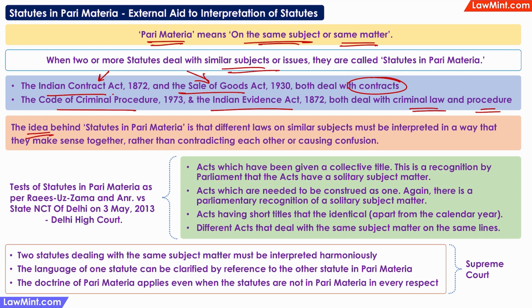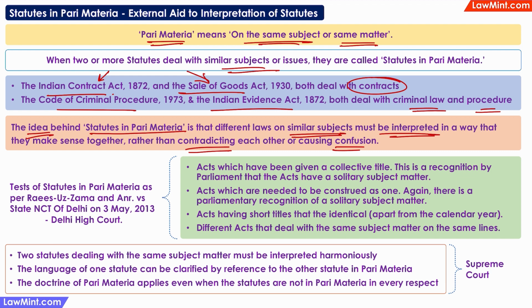The basic idea behind the principle of statutes in Pari Materia is that if there are two statutes covering the same or similar subject matter, then they should be interpreted in the same or similar manner. For example, you cannot have one rule for general contracts under the Contract Act and another rule for contracts under the Sale of Goods Act. Otherwise, there will be contradiction and confusion. So, statutes covering the same or similar subject should be interpreted in the same or similar manner.